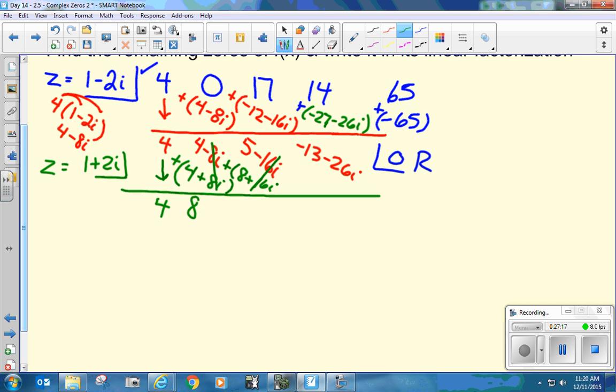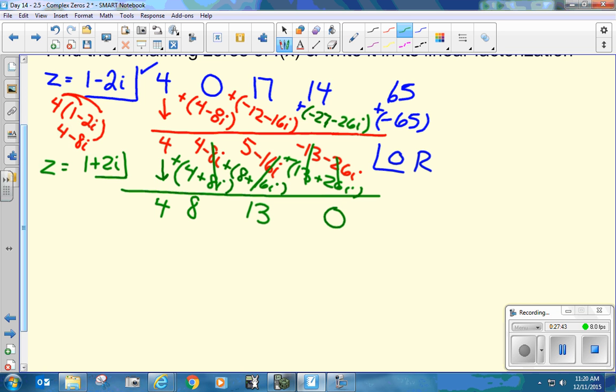And don't forget, I'm adding this, right? What's 8 plus 5? Now look what my next lead term is. 13. It's negative. So what do you think is going to happen? See what I'm saying? What is 13 times 1 plus 2i? And I'm adding, so guess what? Cancel, 0. Look how nice that is.